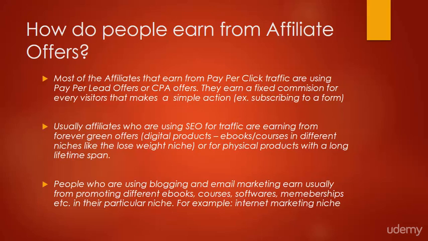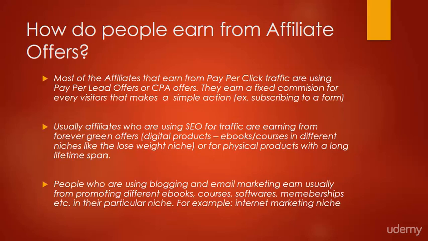The other way, usually affiliates who are using search engine optimization for traffic are earning from evergreen offers, like digital products, like ebooks, courses in different niches, like the weight loss niche, exactly how you see the Venus Factory example, or for physical products with a long lifetime span.